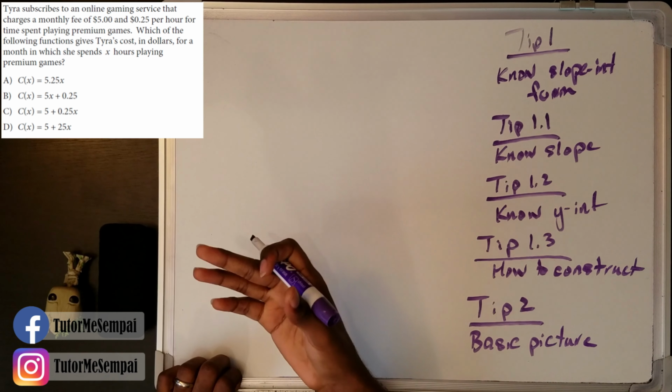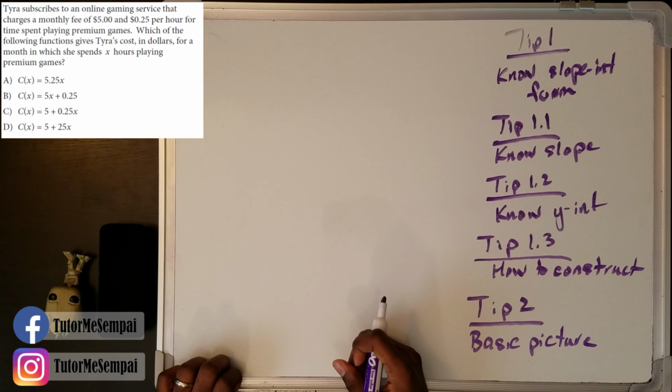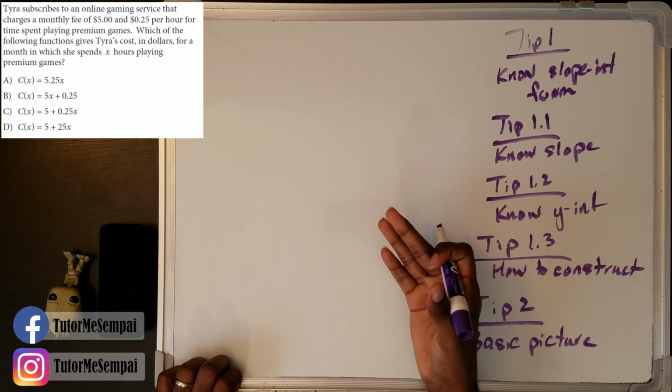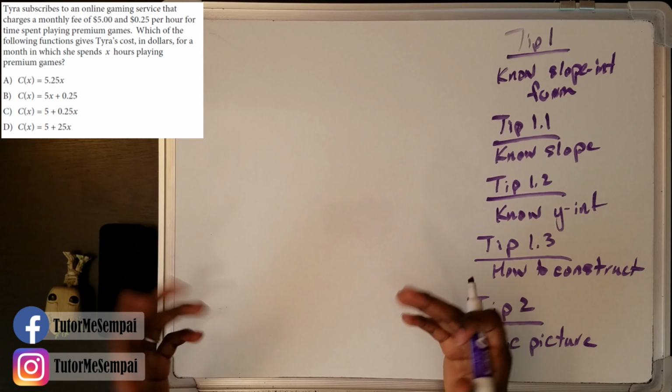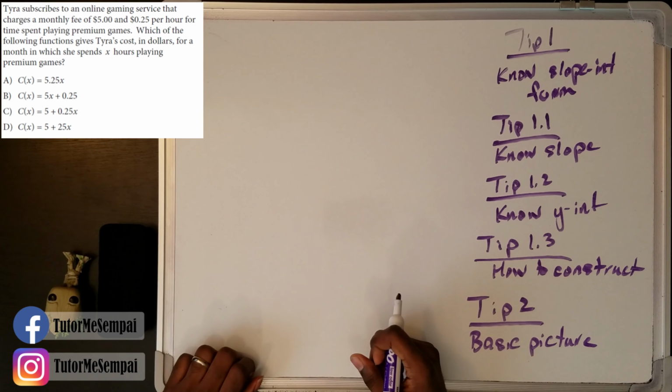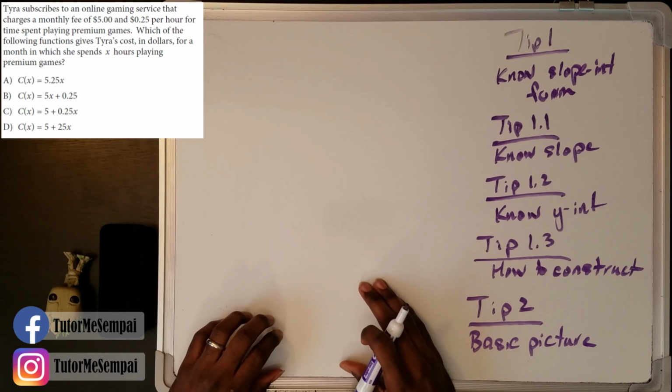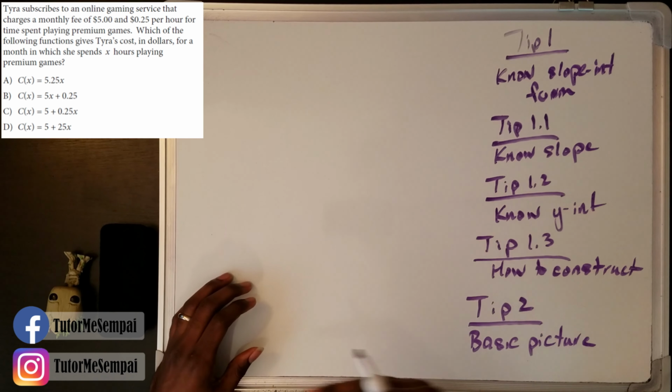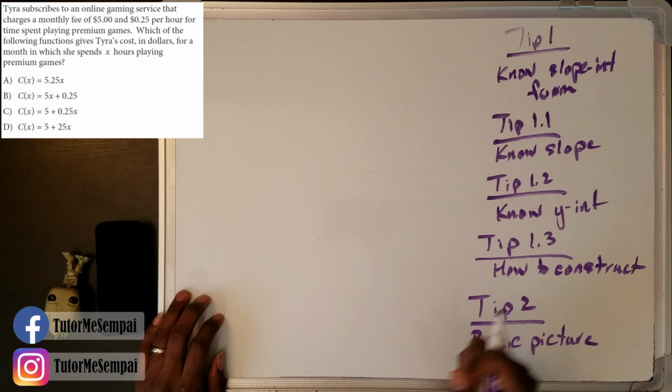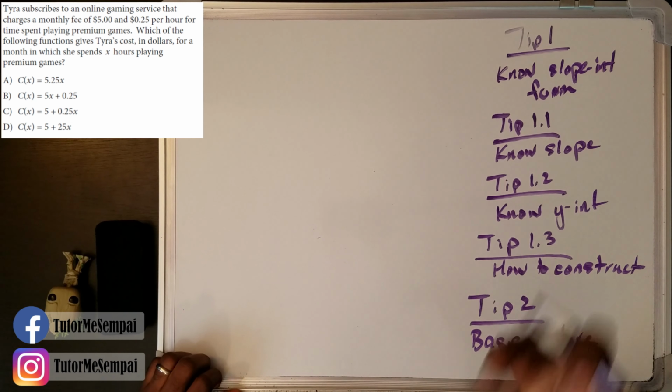So I see we have a monthly fee of $5 and we have a per hour fee of 25 cents. And it looks like we're trying to construct an equation based on that information. We're told that x is the number of hours that we're playing this game, and we're trying to find the total cost for a given month. So tip 1, knowing your slope-intercept form. So let's write that out.